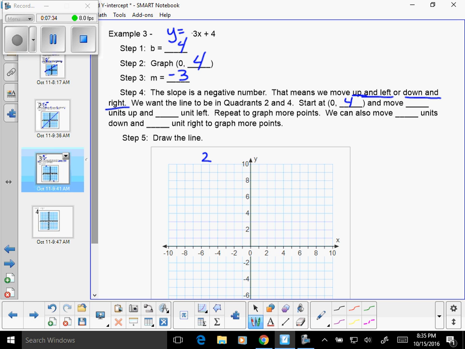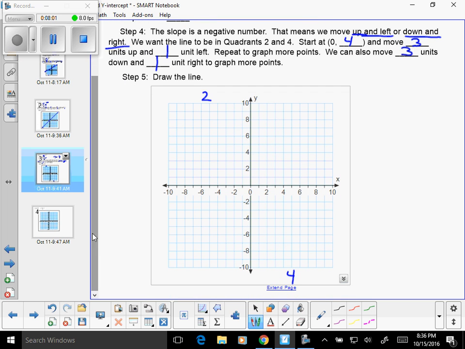Now remember, negative 3 equals negative 3 over 1. So I'm going to move 3 units up and 1 unit left to graph more points. And then I can also move 3 units down and 1 unit right to graph more points. So I'm going to start at 0, 4.